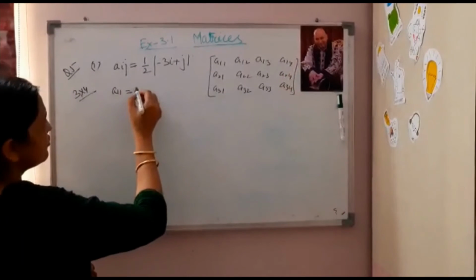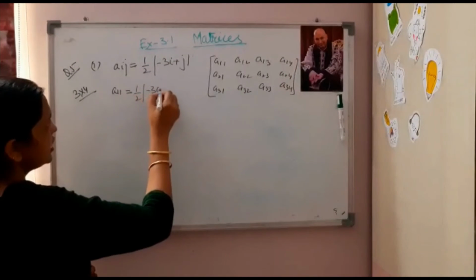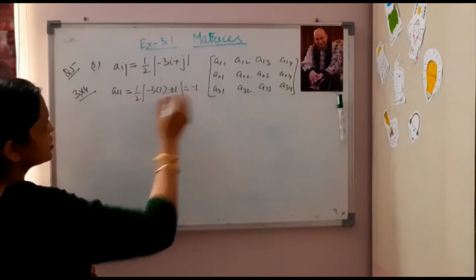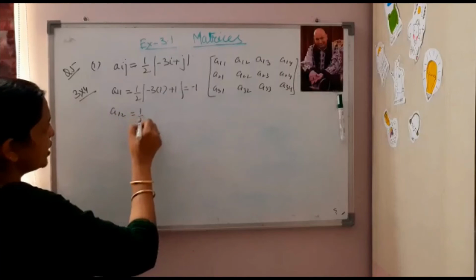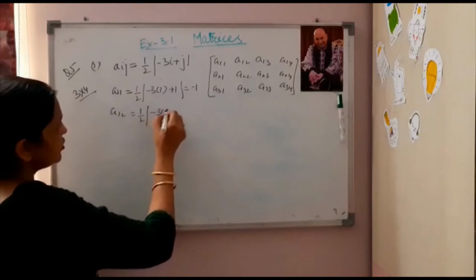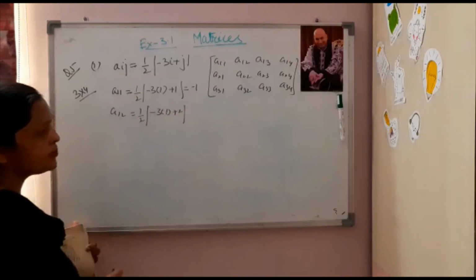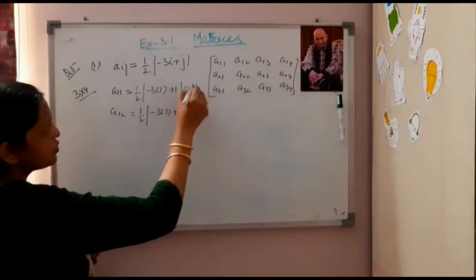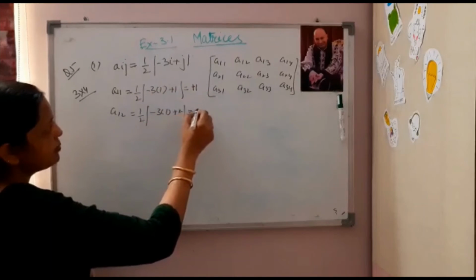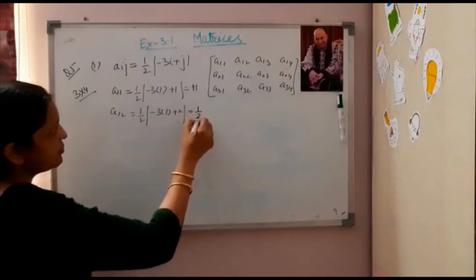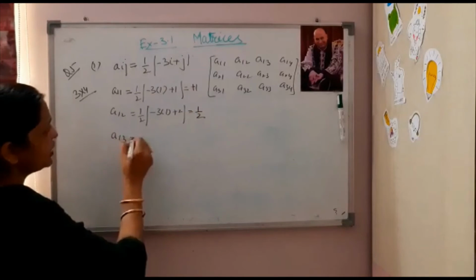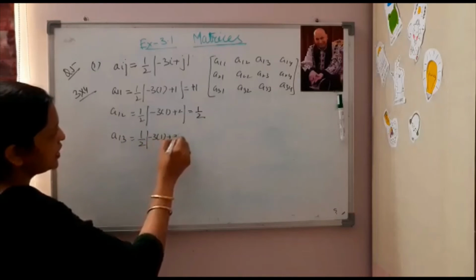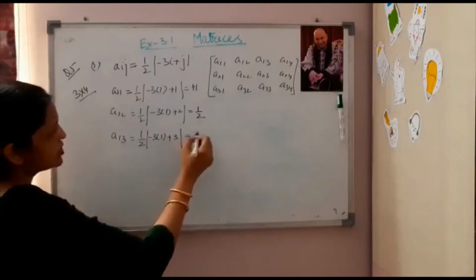अब इसको हमने डिजाइन किया. A11 1 by 2 mod of minus 3 into 1 plus 1 comes out to be minus 2 by 2, that is minus 1. Then A12 1 by 2 minus 3 into 1 plus 2, minus 3 plus 2 minus 1. वन थिंग, ये मोड में से बाहर आएगा तो it comes out to be plus. ये मोड में से बाहर आया तो ये भी प्लस हो गया. बचा कितना आपके पास, खाली 1 by 2. देन A13 फर्स्ट रो थर्ड कॉलम minus 3 into 1 plus 3, minus 3 plus 3 comes out to be 0.